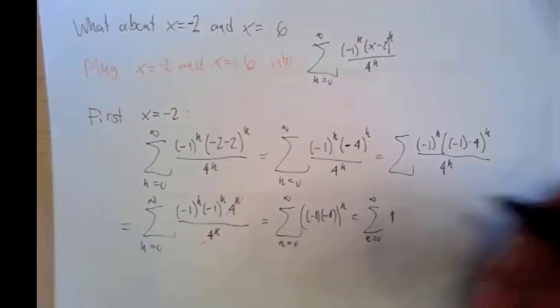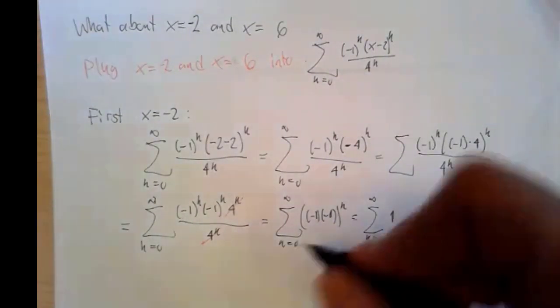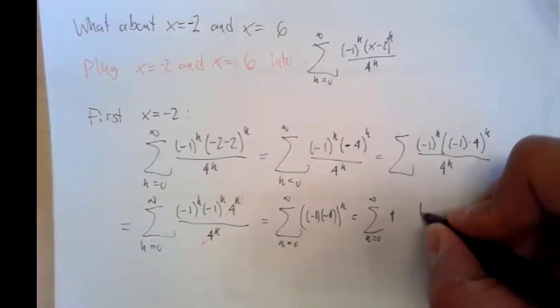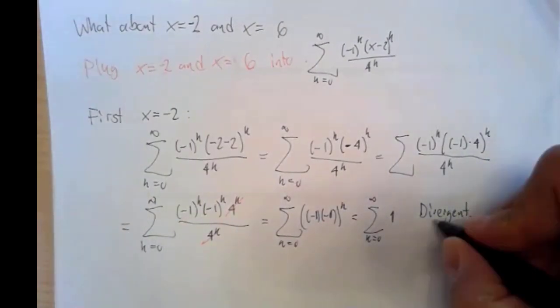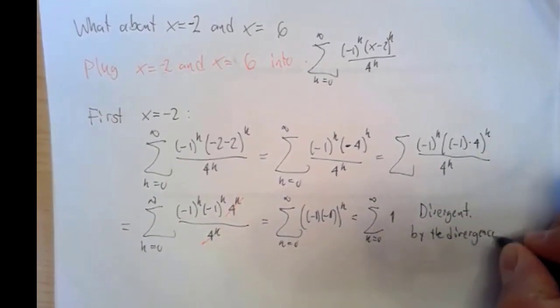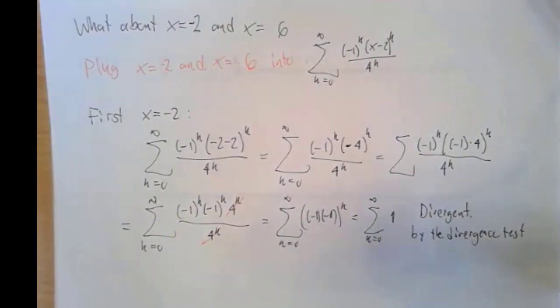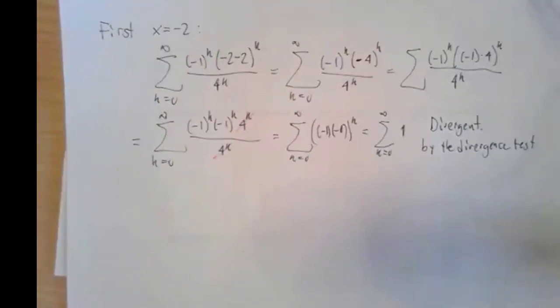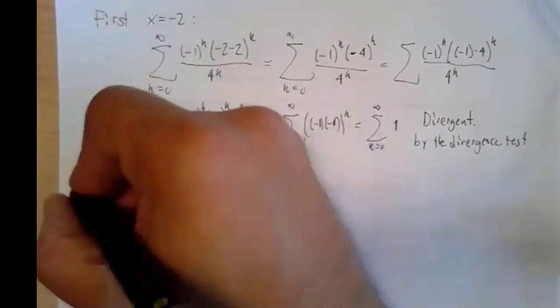What is this? Is it convergent? Is it divergent? Well, obviously divergent, but if you want to say why, by the divergence test, because the term is not going to 0. This number over here should be going to 0 and it's not. Therefore, it is divergent. All right, so we're done. It does not converge at -2. How about 6? Let's check 6.